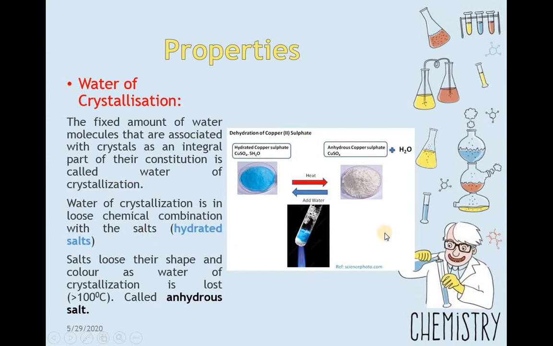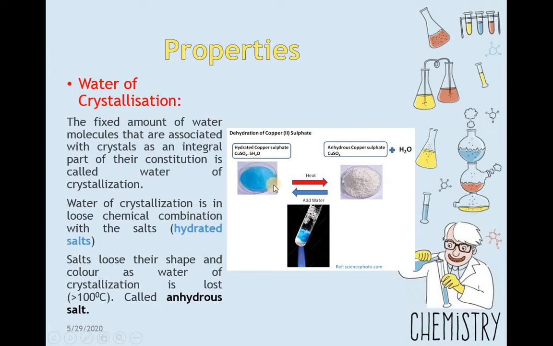Now, water of crystallization. This is known to you, but still I'll make it brief. This is the fixed amount of water molecules that are associated with crystals as an integral part of their constitution. Water of crystallization is in loose chemical combination with the salts, and generally those salts are called hydrated salts. You can see the example of dehydration of copper sulfate, which is copper 2 sulfate, meaning the valency of copper is 2. This is CuSO4.5H2O.